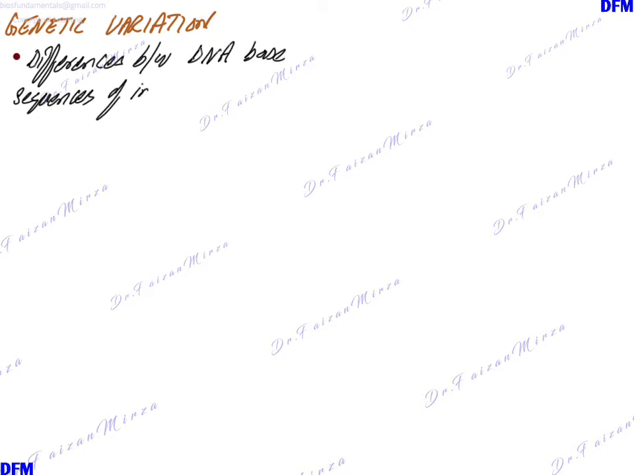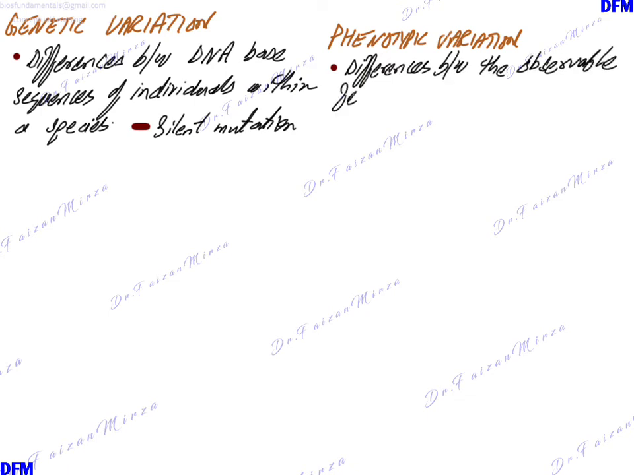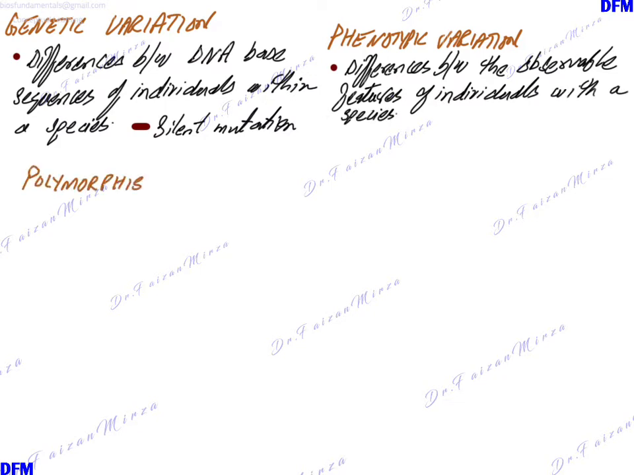When we come to genetic variation, it basically means that there is a difference between the DNA base sequences of individuals within a species. And this could be because of silent mutation. In silent mutation, you can recall that the codon has changed, whereas the amino acid stays the same. Phenotypic variation, on the other hand, is basically the difference between the observable features of individuals within a species.